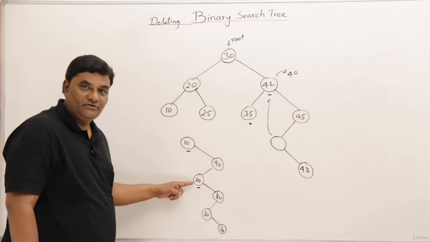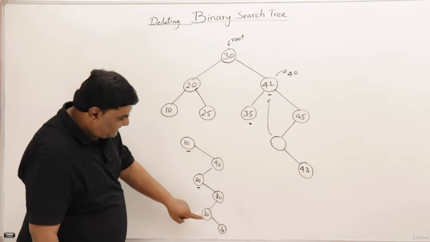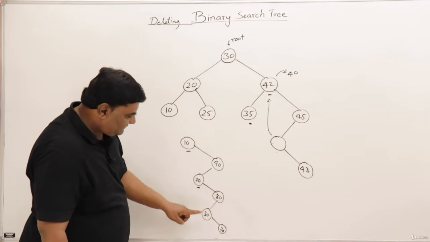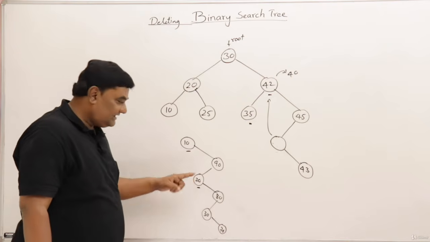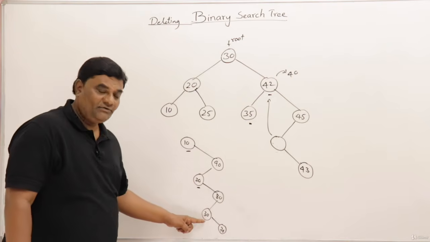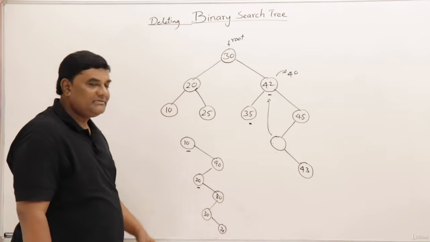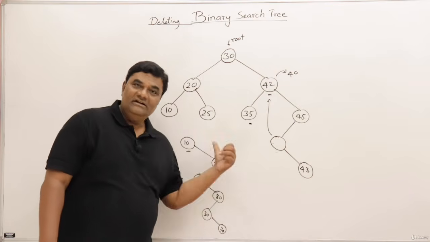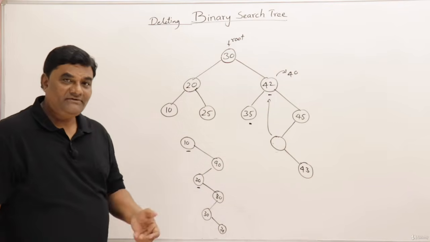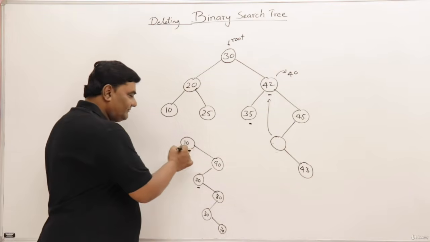See, this is not a leaf node. Then who will take its place? 30 is an in-order successor of this one. So 30 should come in its place. Again, this is vacant. This is not a leaf node. Again, it's having a child. So 70 should come here. So in this example, we have to make more than one modification if you are deleting some node in a tree.